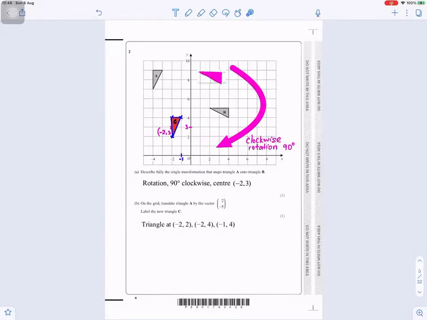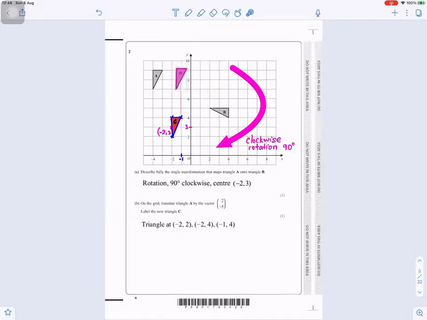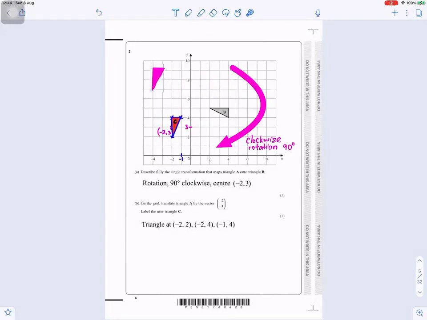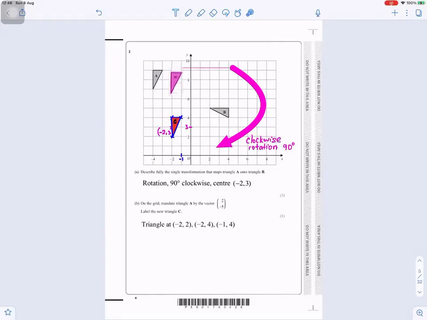Part B. On the grid, translate triangle A by the vector 2, minus 5. Label the new triangle C. So we want to translate triangle A by the vector 2, minus 5. We want to move it 2 to the right and 5 down. So we go 1, 2 to the right, and then 5 down. 1, 2, 3, 4, 5. You see where it ends?